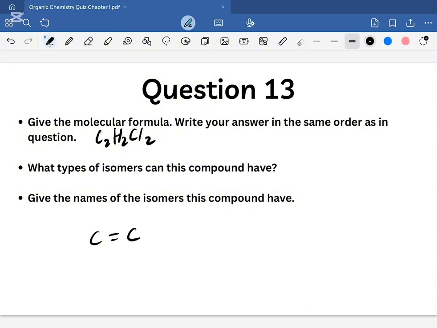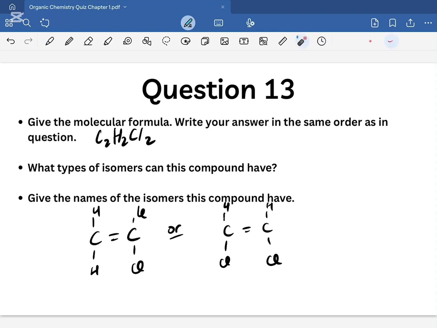So we have C double bond C. We could have an H on this side and the chlorine on the same side, or we might have a CHCl double bond CHCl. So the chlorines could be on the same carbon or they could be on different carbons. Now for this one, these are isomers, we call them the positional isomers. So we could have positional isomerism because the chlorine can be attached on the same carbon, or the 2 chlorine atoms could be attached on different carbons.